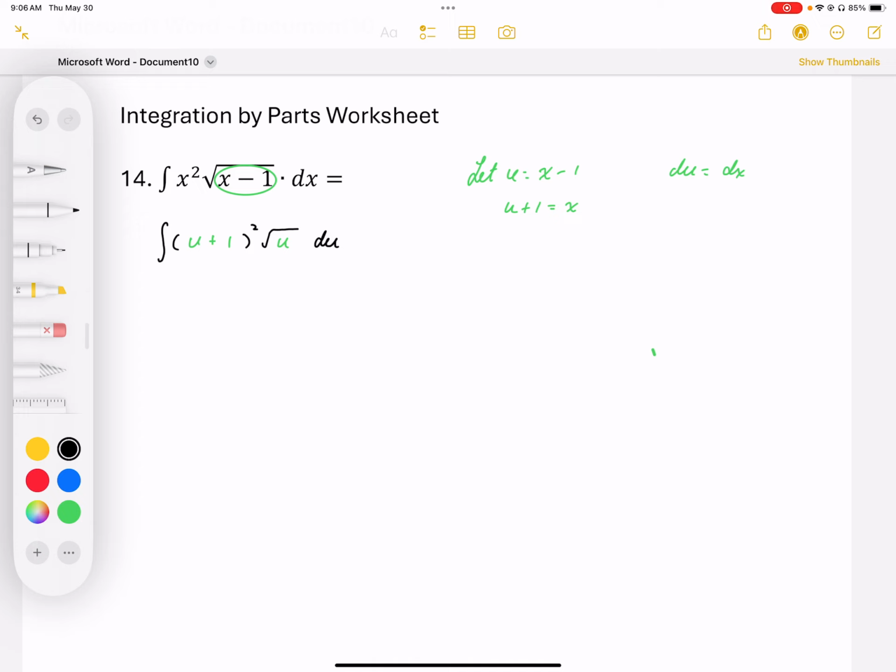because we can distribute the power onto the u plus 1, and then we can distribute that 1/2 power onto the remaining terms. So when we distribute the exponent here, we end up with u squared plus 2u plus 1. That's all going to be multiplied by u to the power 1/2. And then notice that we can put the power onto the u, and then we can just use power rule here.